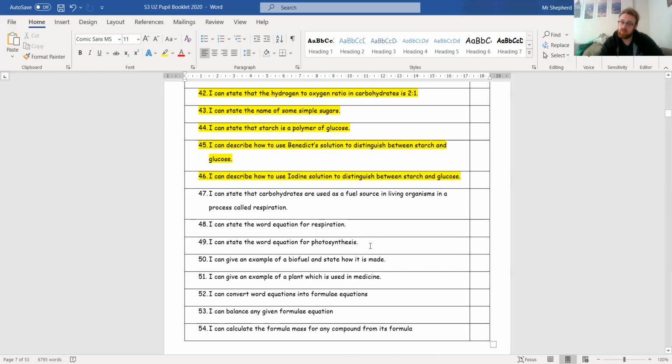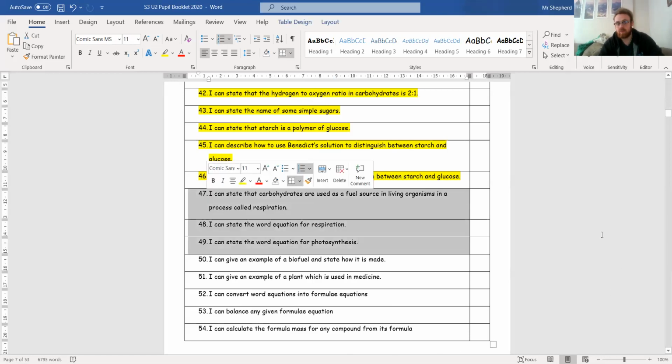So for the second lesson, we are looking at these learning statements. 47: I can state that carbohydrates are used as a fuel source in living organisms in a process called respiration. 48: I can state the word equation for respiration, and 49: I can state the word equation for photosynthesis.